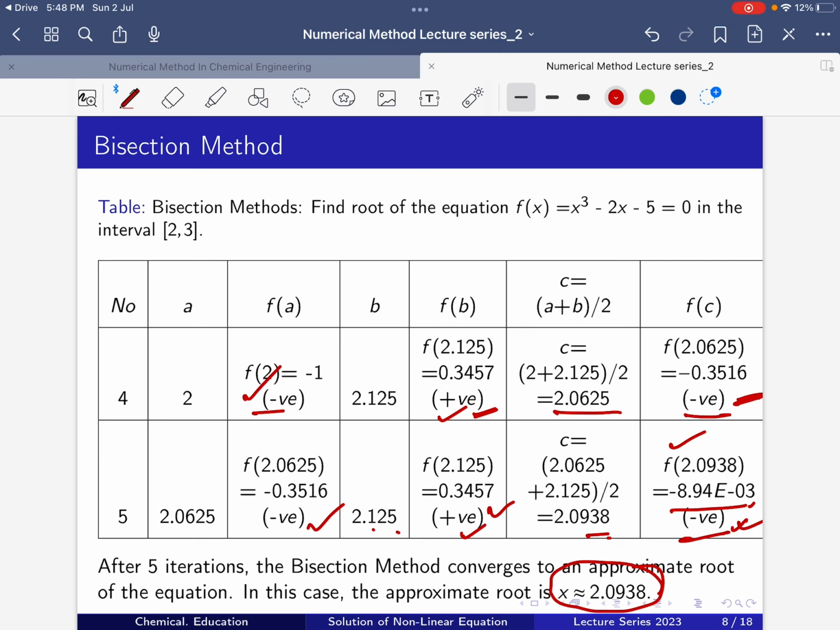That's it for the bisection method. Next I'll talk about the false position or regula falsi method.